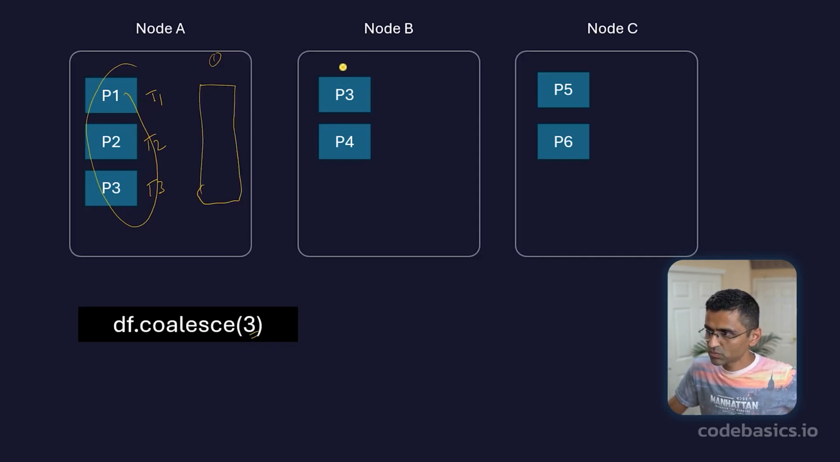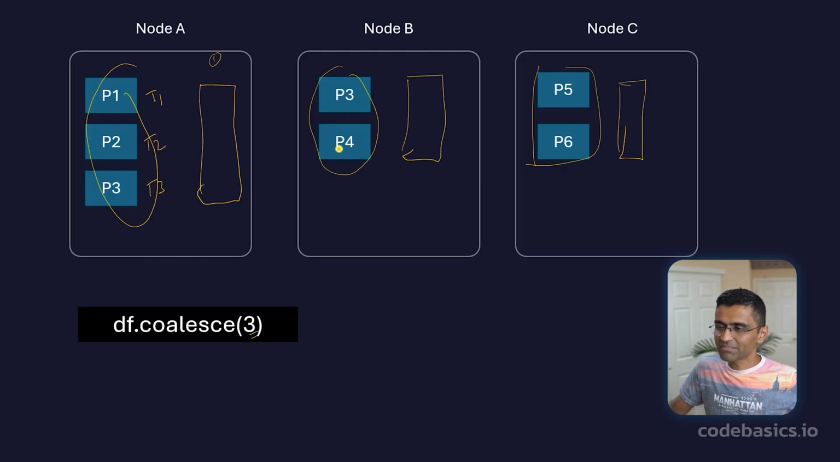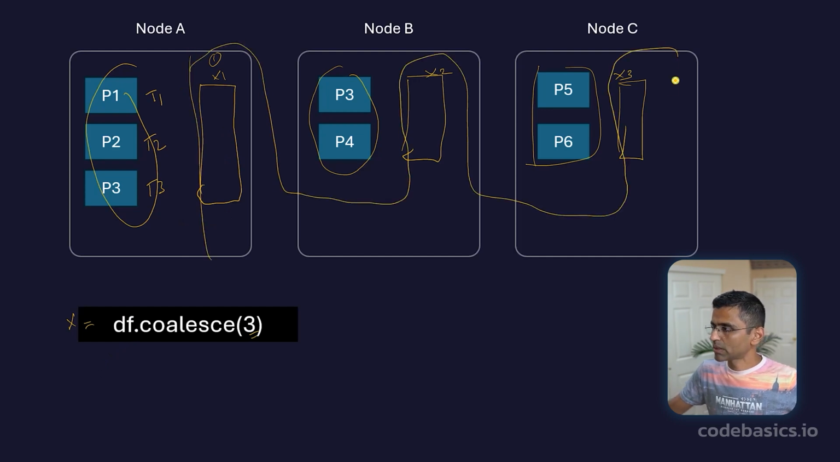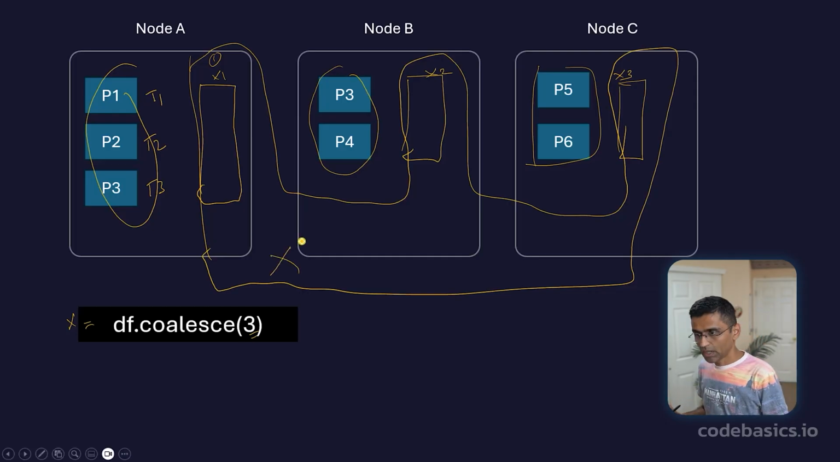You merge these 2 and you create this new partition. You merge these 2 and create this new partition, right? That's the best strategy. So let's say you call these X1, X2, X3. And let's say this data frame is X. So this whole thing becomes my X data frame. I hope you're getting this point.